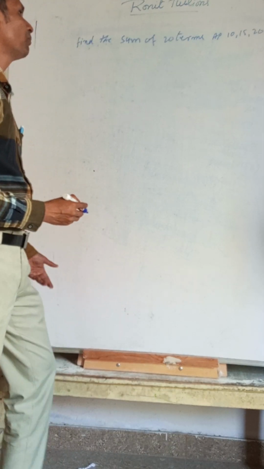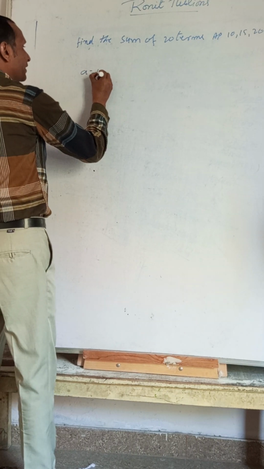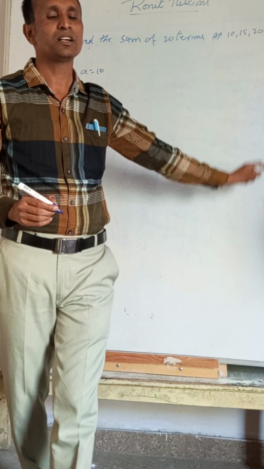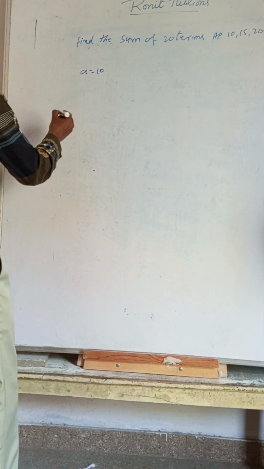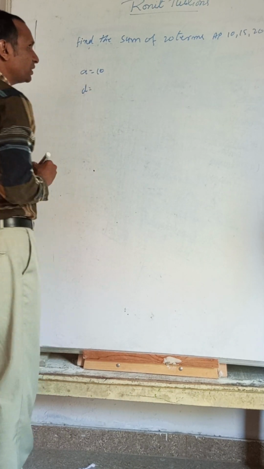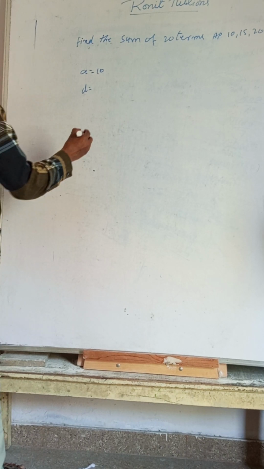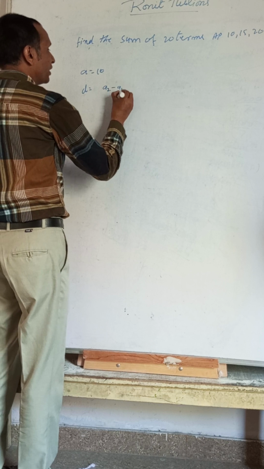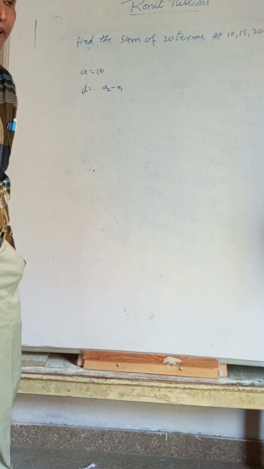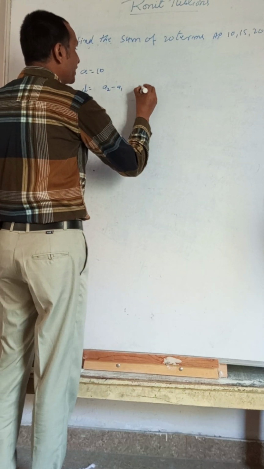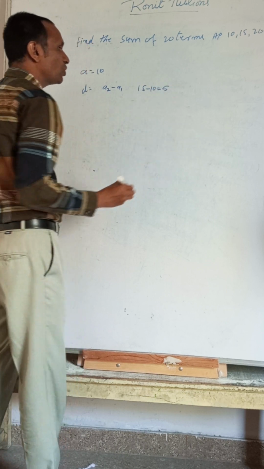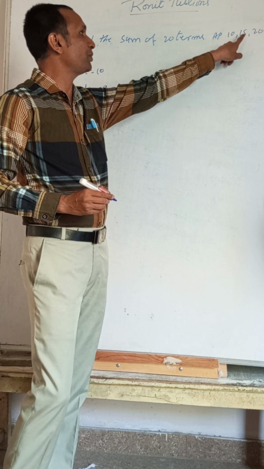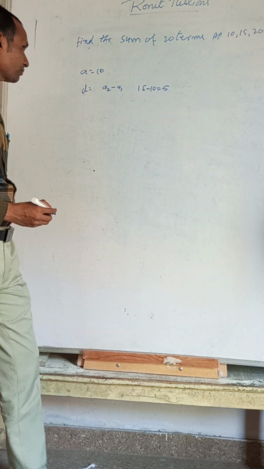How to find the sum? First of all, a is equal to 10 given. A means first term. In this AP, the first term is 10. Now we are going to find d. D is equal to A2 minus A1, that means successor term minus predecessor term. That means 15 minus 10 is equal to 5. So d is equal to 5.